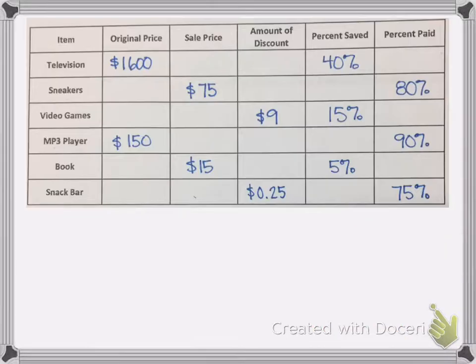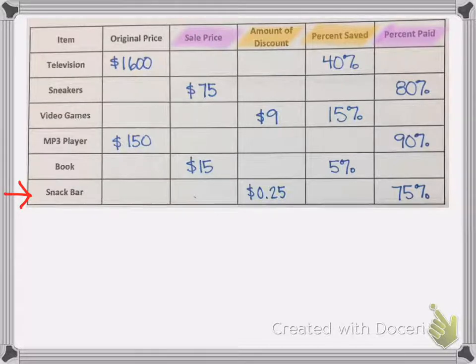Let's get going. We left off with the snack bar, so we're going to work on finding the missing parts of the snack bar part of the problem. Let me remind you that the amount of discount and the percent saved are connected. If I use percent saved, it will help me find the amount of discount. And likewise, percent paid is connected to sales price.